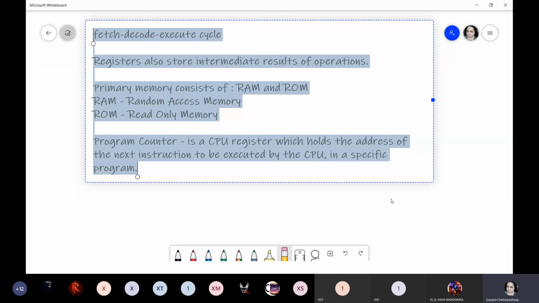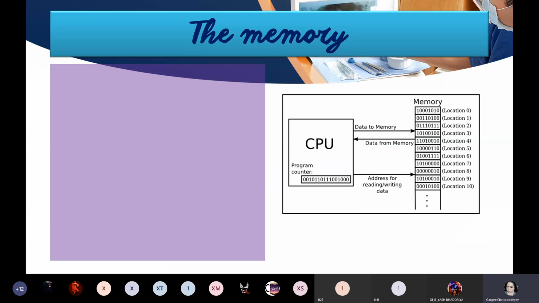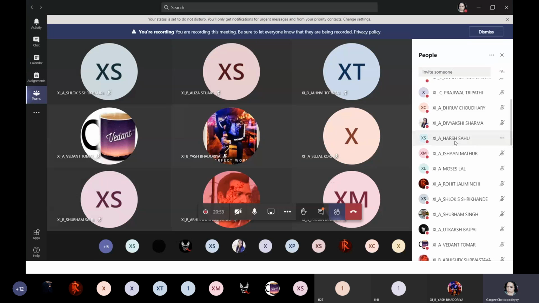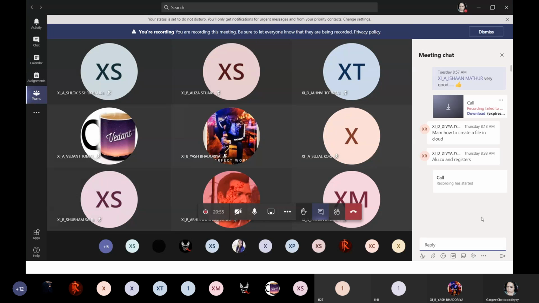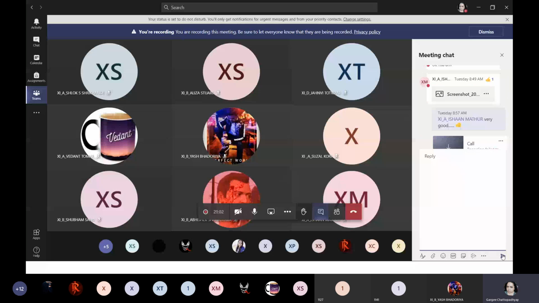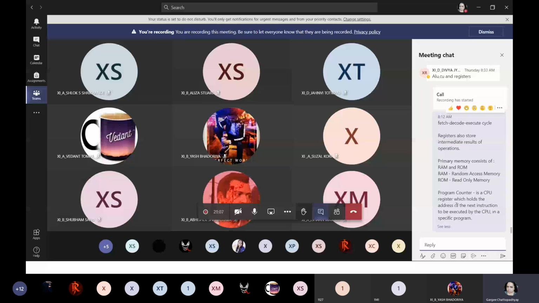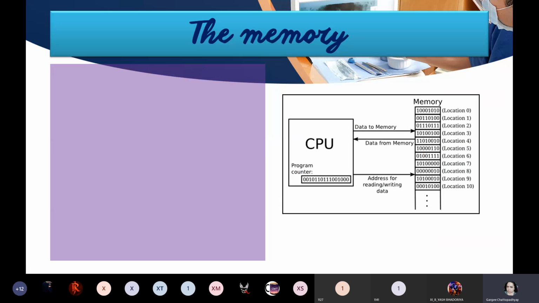I will better send this to you people on the chat application. Everybody please look at your chat application. I have sent the answer. Did you get this, everyone? You can note this down or save it.